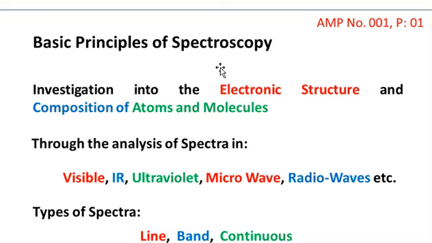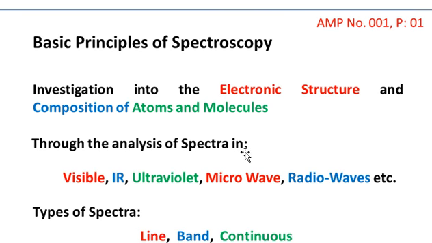Basic principles of spectroscopy. The purpose is the investigation into the electronic structure and the composition of atoms and molecules. So if you want to investigate the structure of the atom, you need to investigate the electronic structure of the atom, because the electronic structure will provide you the information about the composition of atoms and molecules.